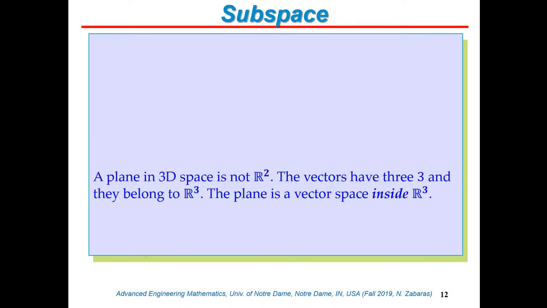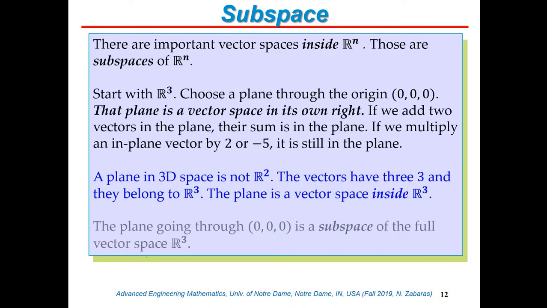Okay, so let me see what a subspace is. Basically, it's a smaller space that is inside a vector space. So if you think of the Rn space, you can think of, as I mentioned before, planes that pass through the origin.